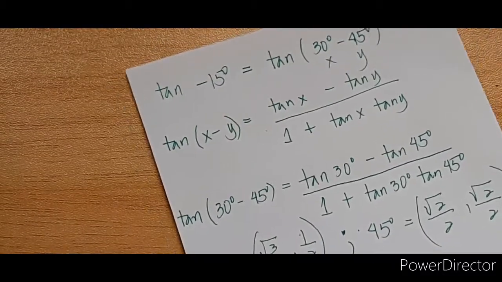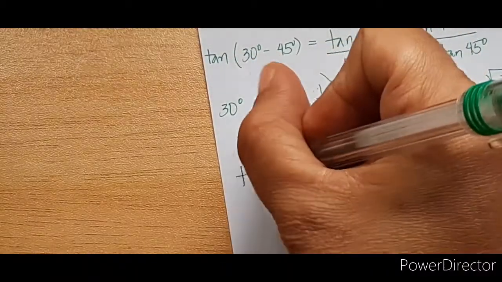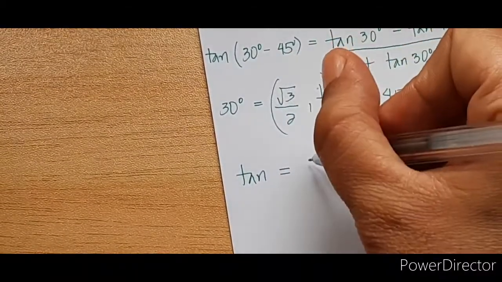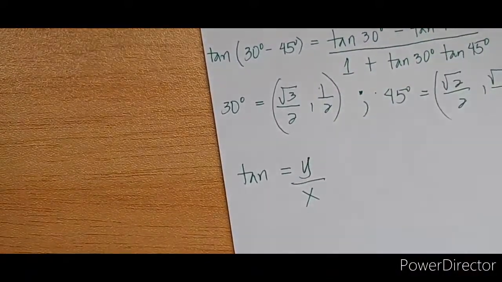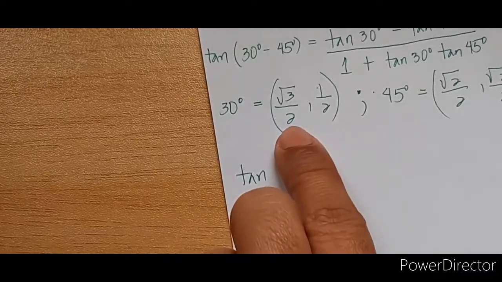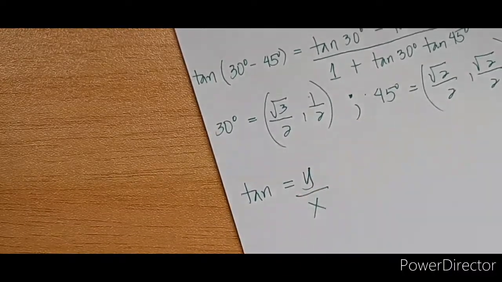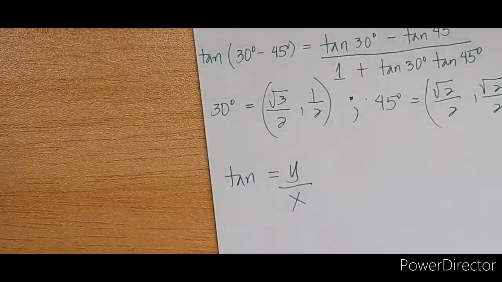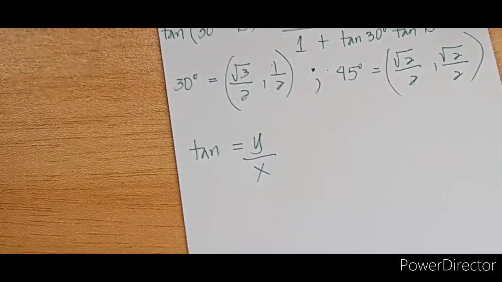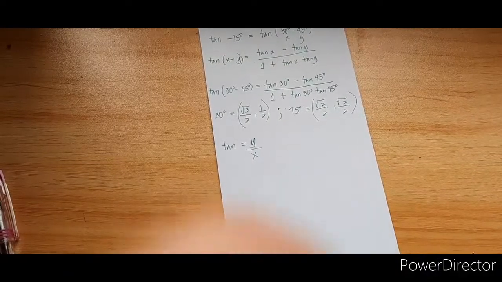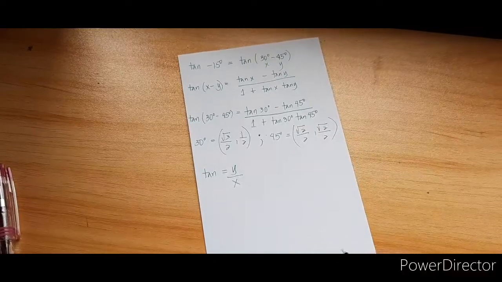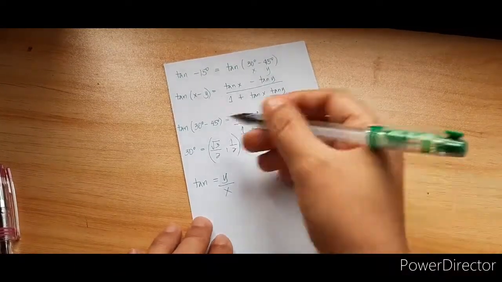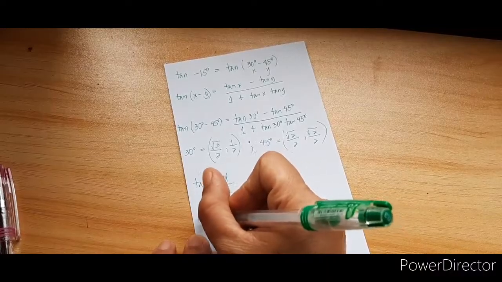Okay? So now that we have already our coordinates, let us recall that tangent is equal to y over x. Okay, y over x. So this is our x, this is our y, this is our x, this is our y. So we need that in order for us to know how to substitute and what to substitute to our formula. Yan. So, let us proceed. Let us now substitute.